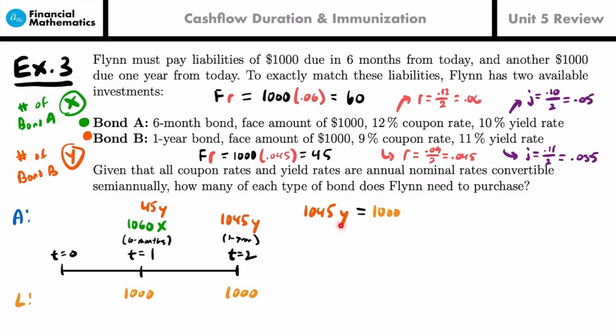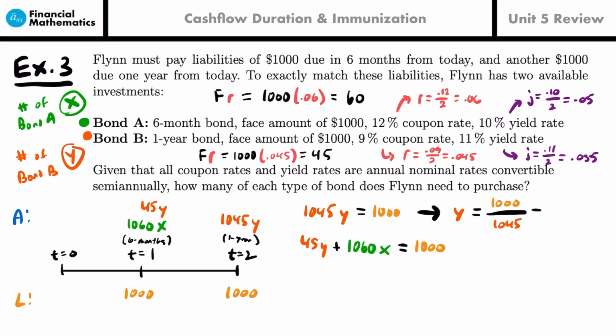We're going to be able to solve for Y pretty easily there, but before we do that, let's set up our other equation for time 1. This asset plus this asset should be equal to this liability. So we'll have 45Y plus 1,060 times X is equal to 1,000. And now our goal here is just to solve for X and Y, and we can start by solving for Y. That'll be really easy. We just need to divide both sides of the equation by 1,045. So if we do that here, we'll find that Y is equal to 1,000 divided by 1,045.